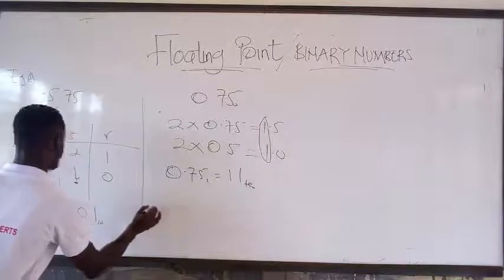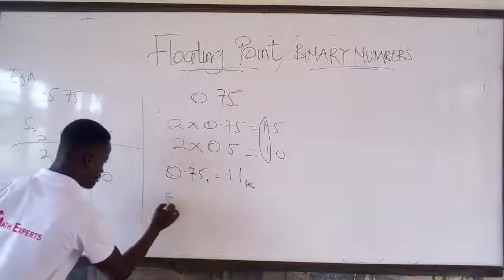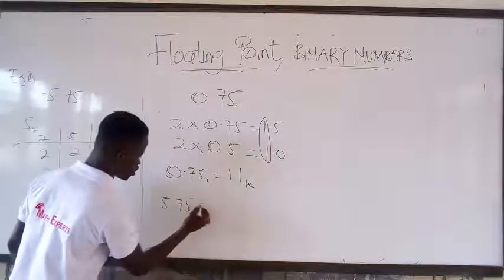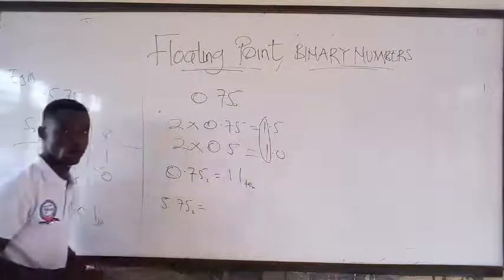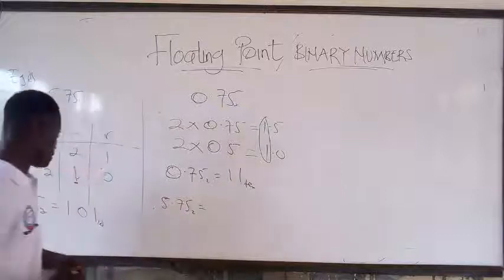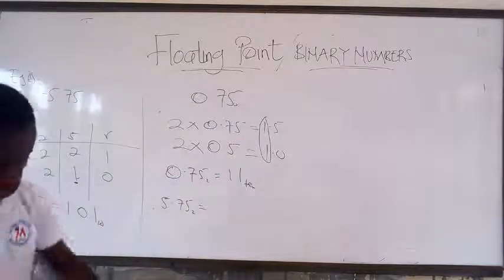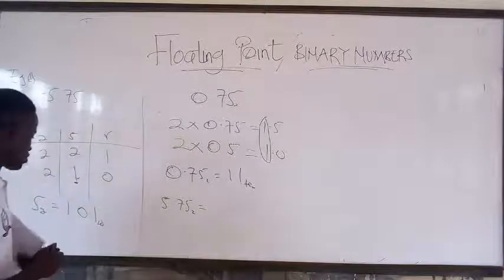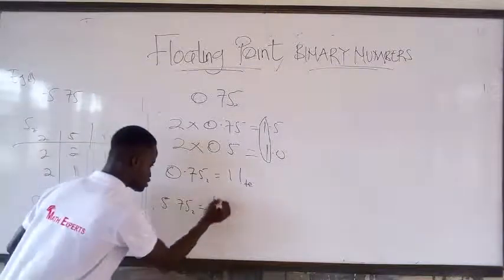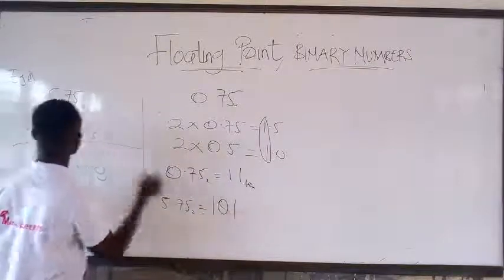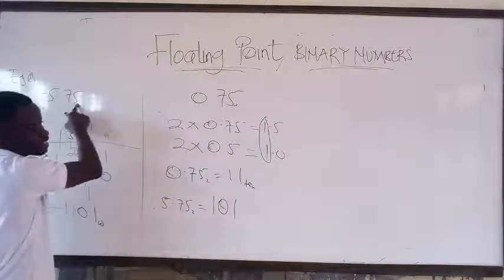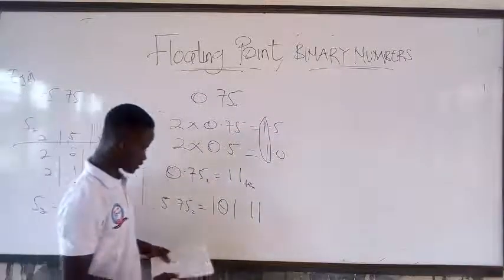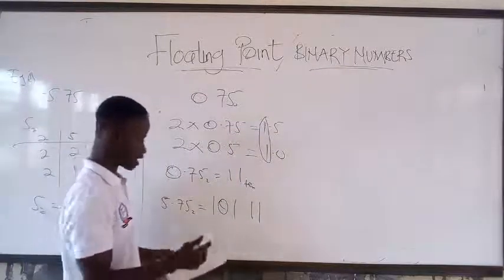Therefore 5.75 in base 2 will be equal to, you bring this one first, because that's the first one. 101 point, because of the point there. Then you will bring this conversion, which is 11. So that is that.